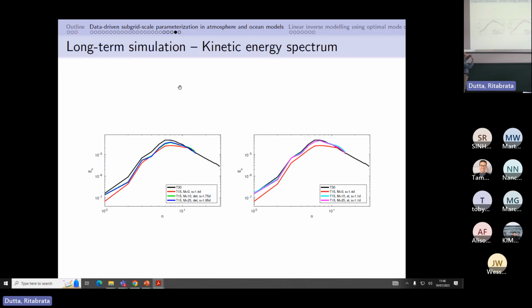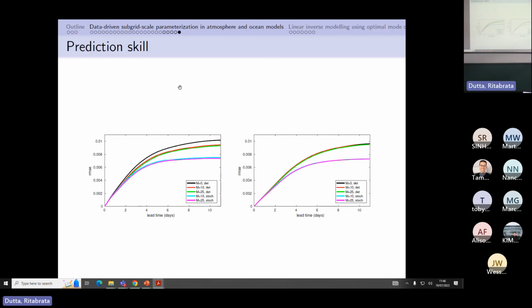So it always re-energizes the flow to the correct energy level, and also to the correct distribution of the energy among the scales. Get quite a good energy spectrum. It works quite well. Although locally it doesn't explain so much variance, in long-term integration it really matters to put this in. That's prediction.